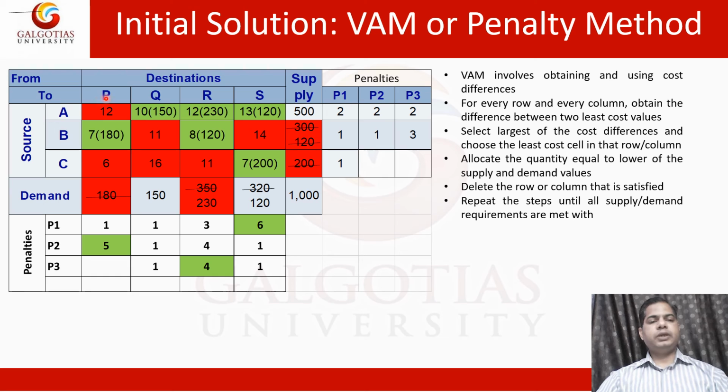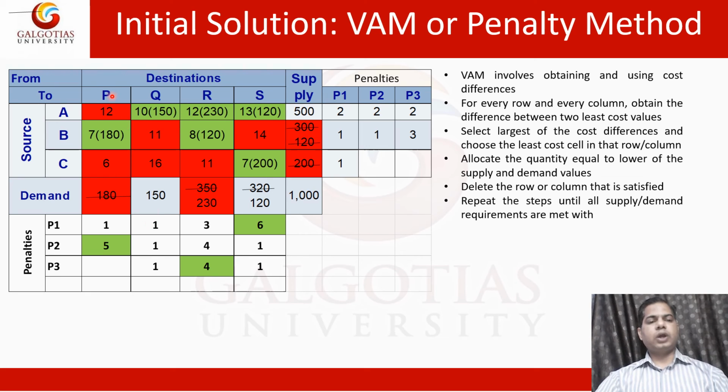So for this P, the demand is 180 units, and for B, the supply is 300 units. So I will give the maximum possible value, that is 180. So my demand for the P is over, but the supply of the B will remain 120 units. Now after this, again I have to find out the penalties.